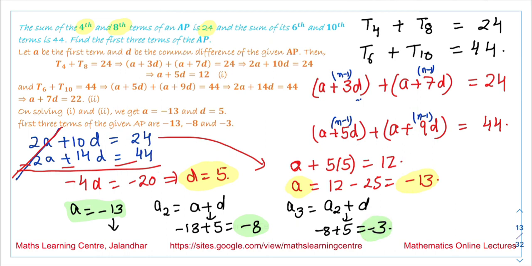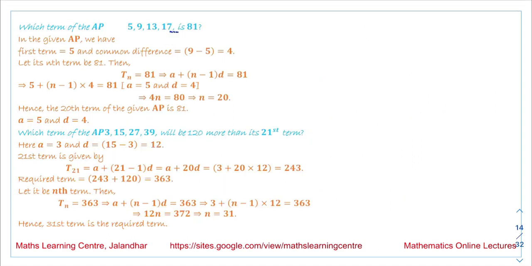Next is which term of the AP 5, 9, 13, 17 and so on up to this is 81. So we are talking about the first term of the AP, it is 5. The common difference of this AP, we subtract any two values over here, it is 13 minus 9, that is equal to 4.